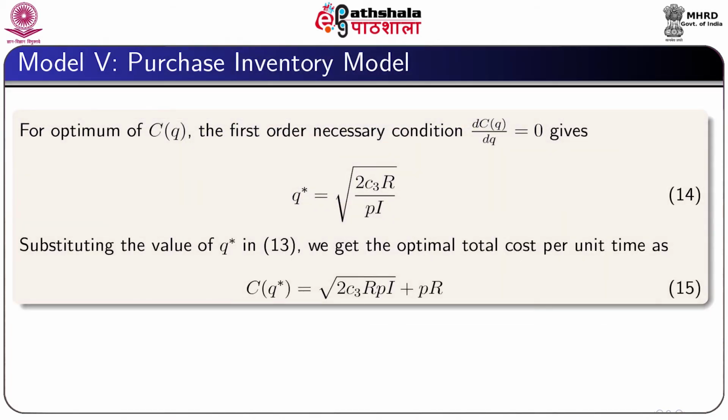From the first order necessary conditions, we get dC/dQ equal to 0, which gives Q star equal to root over 2 C3R by PI. Substituting the value of Q star in equation 13, we get the optimal total cost per unit time as C(Q star) equal to root over 2 C3R PI plus PR.